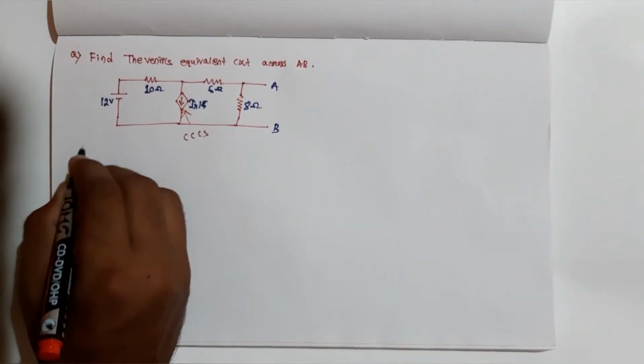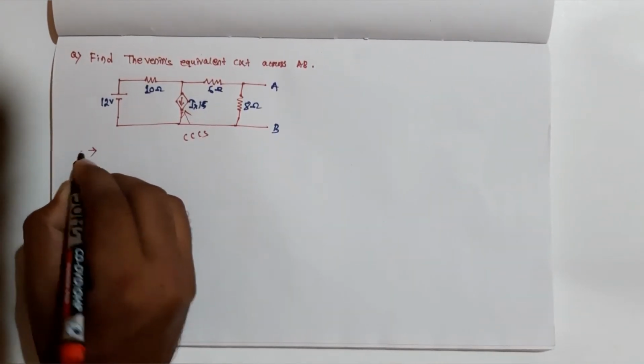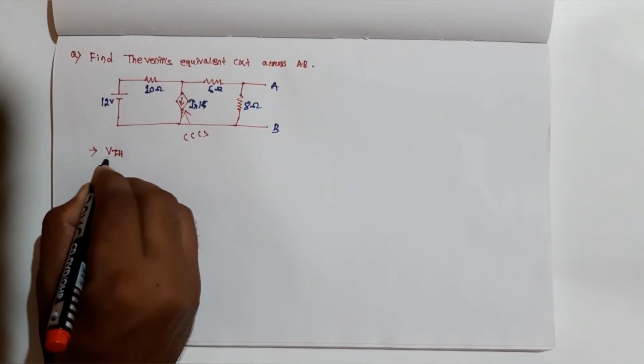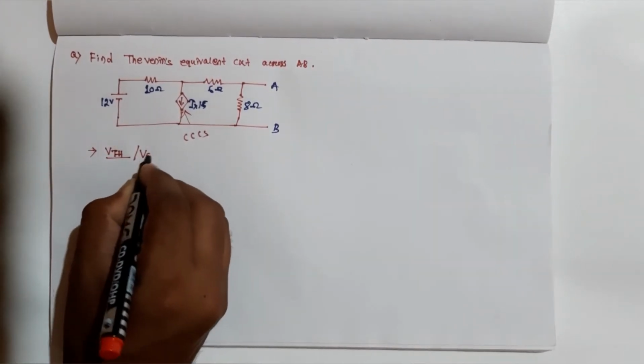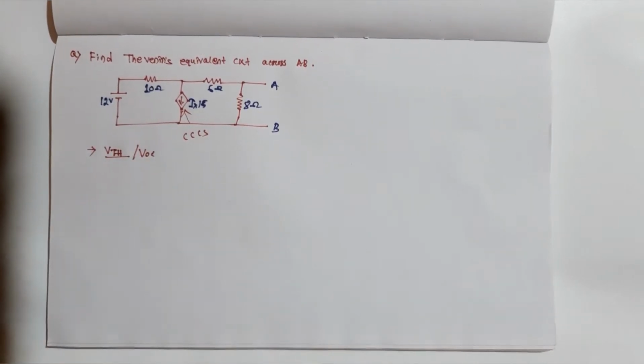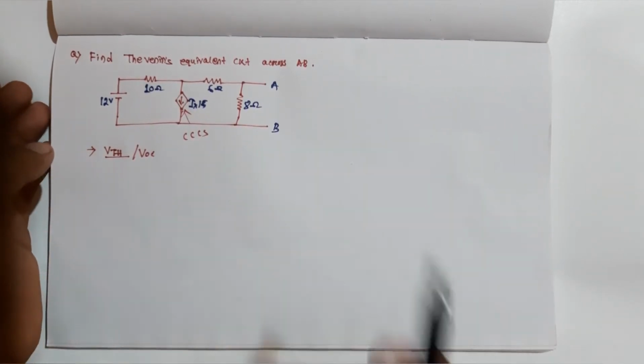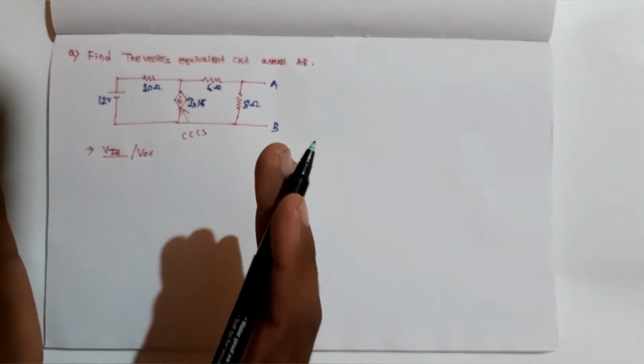Let's start. First we study how to find VTH, or the open circuit voltage. We previously know this Thevenin's voltage is also known as the open circuit voltage. Let's start with how to find Thevenin's voltage.